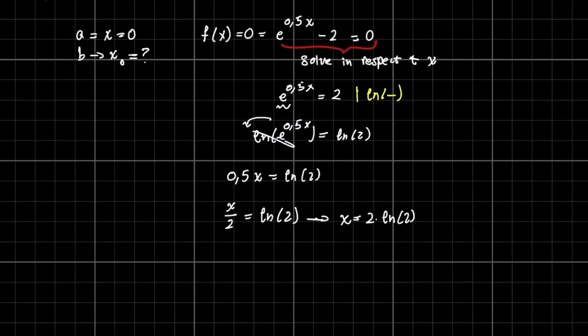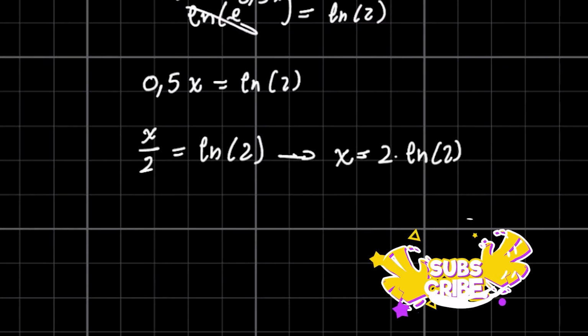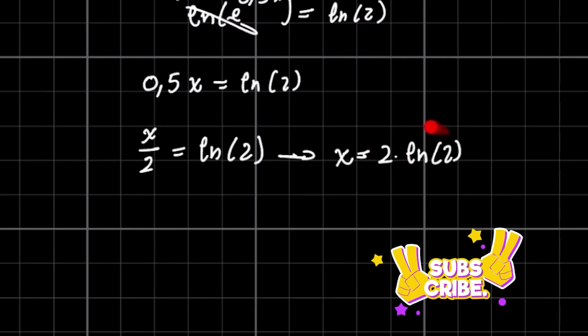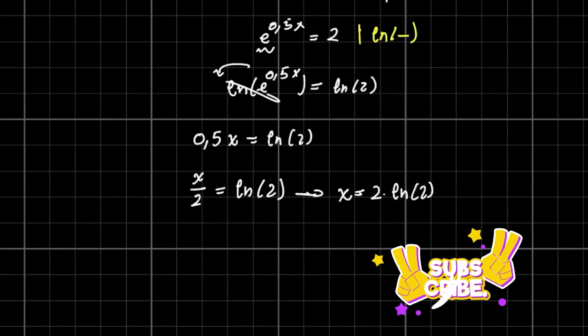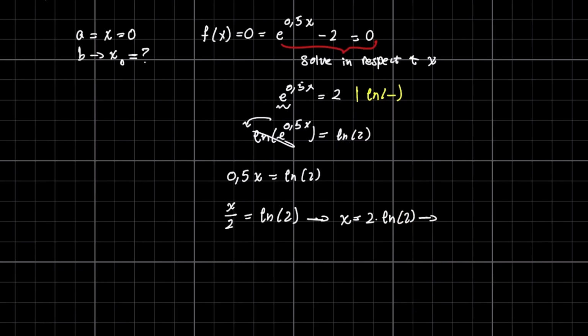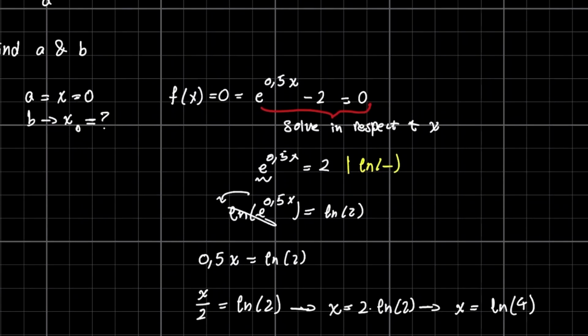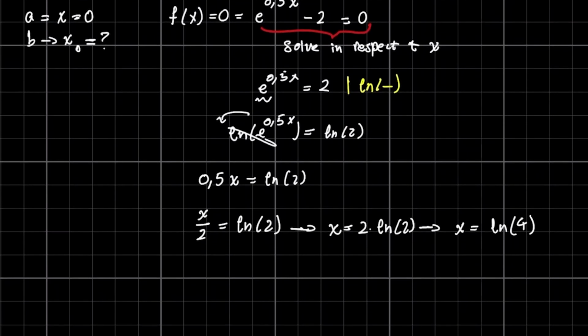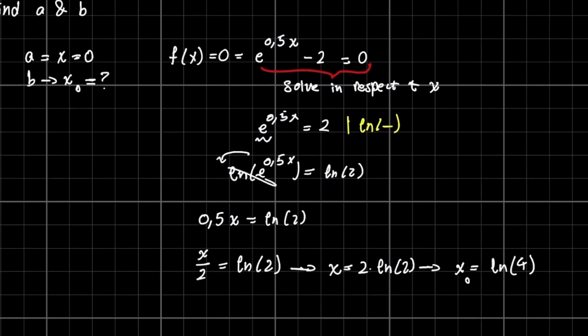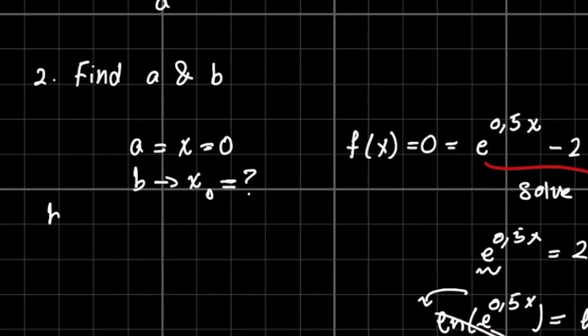And I can simplify that because this factor right here can be a power to what's inside my logarithm. And that would basically be x is equal to ln of 2 to the power of 2, and 2 to the power of 2 is basically just 4. So this is x naught. This is what x naught is equal to. So here, my second integral boundary is basically x naught is equal to ln of 4.